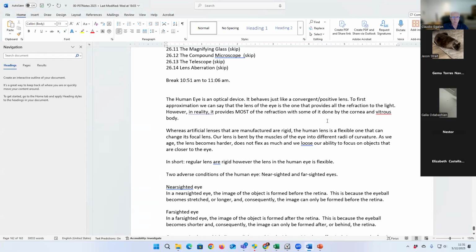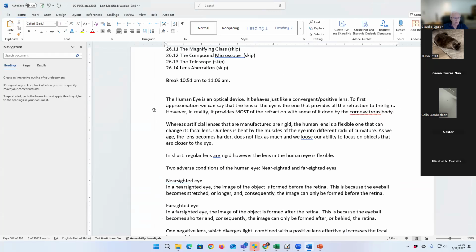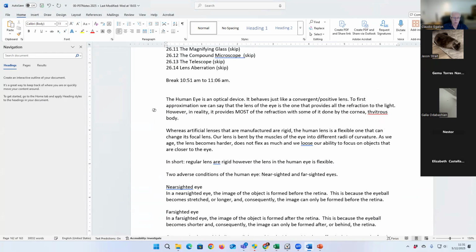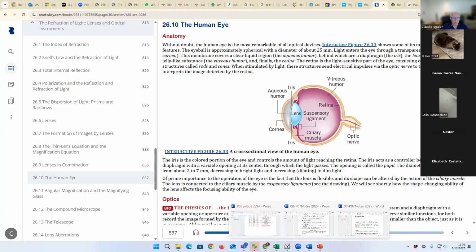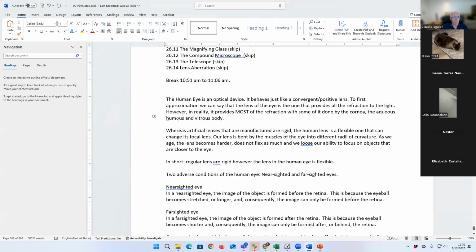Most of the refraction, some of it done by the cornea. The vitreous, the aqueous humor. And the vitreous body. Aqueous humor.